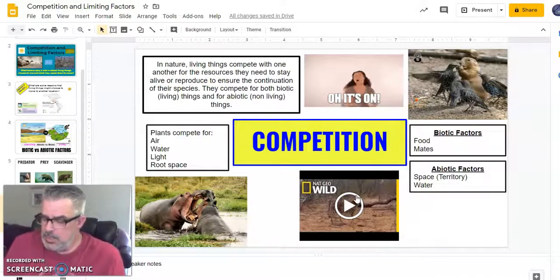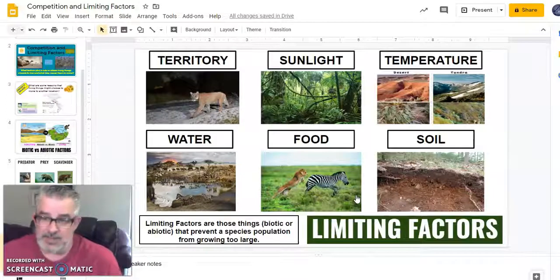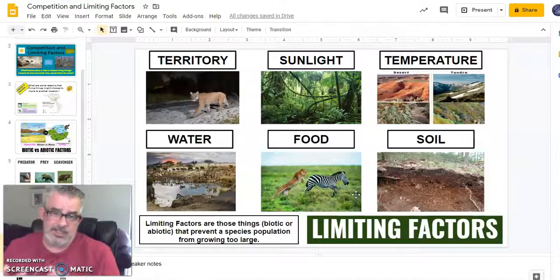Okay. All right. Last slide is limiting factors. So in that same kind of sense of competing, these are the things that they're competing for. Organisms are going to compete for space, territory. That's where the hunting is good, the weather is good. They don't want to compete with other organisms coming into their neighborhood and taking the stuff that they need.